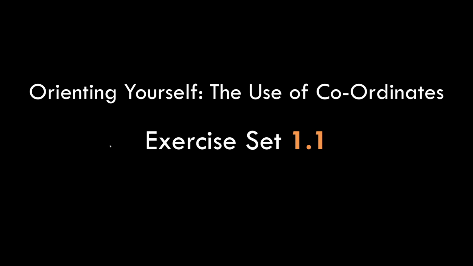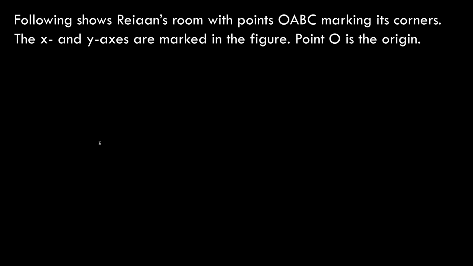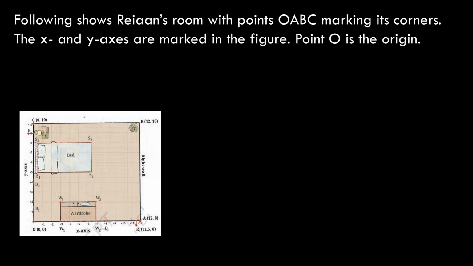Today we are going to do orienting yourself, the use of coordinates, exercise 1.1. The following shows Rian's room. So this is Rian's room with points O, A, B, C marking its corners. Point O is the origin. There are 4 questions based on this.